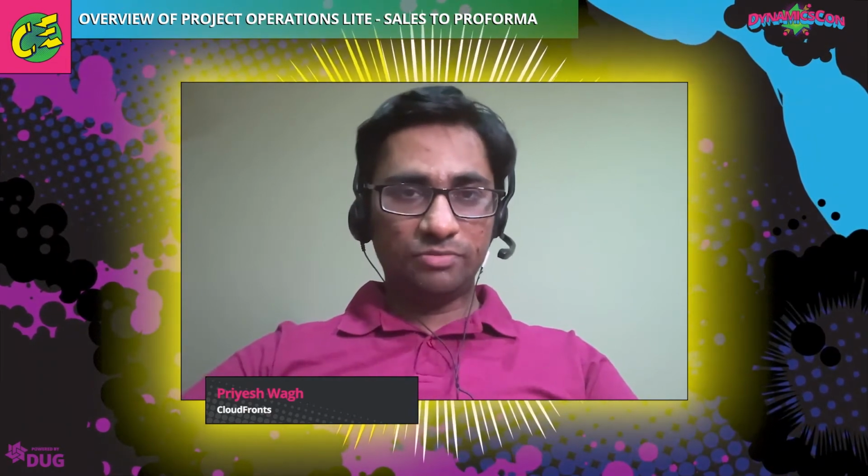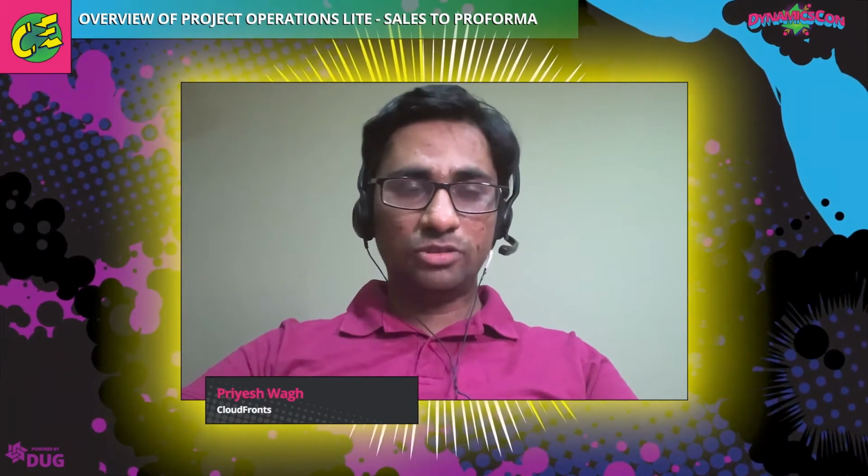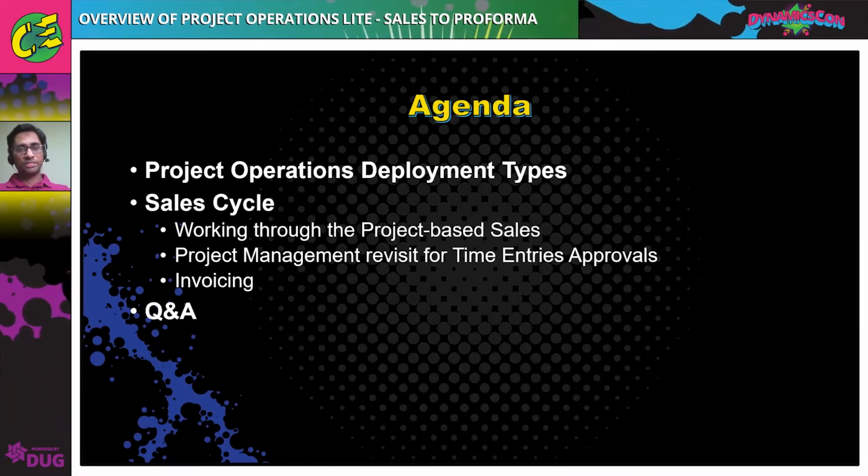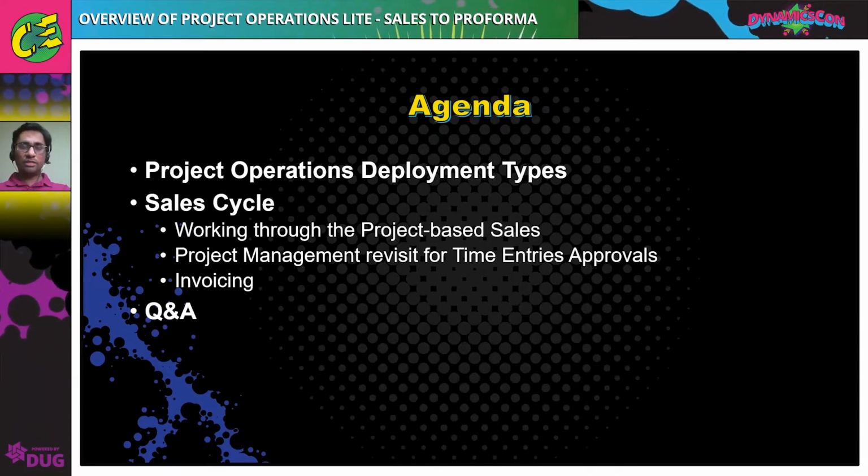Let me walk you through the details of today's session. I'll be talking about the different types of Project Operations. There are essentially three deployment types which we will look at. Then we will look at the sales cycle, because Project Operations Lite deals with the journey from a deal, or the sales cycle which starts with a deal, and extends to the Proforma invoicing. I'll also talk a little about what Proforma invoicing is, and how you can go through the sales cycle all the way to the Proforma invoicing.